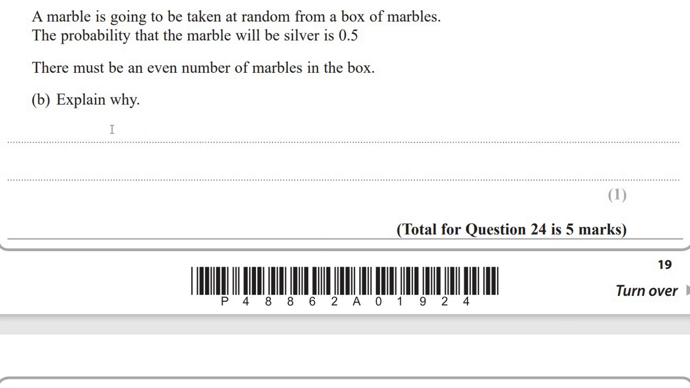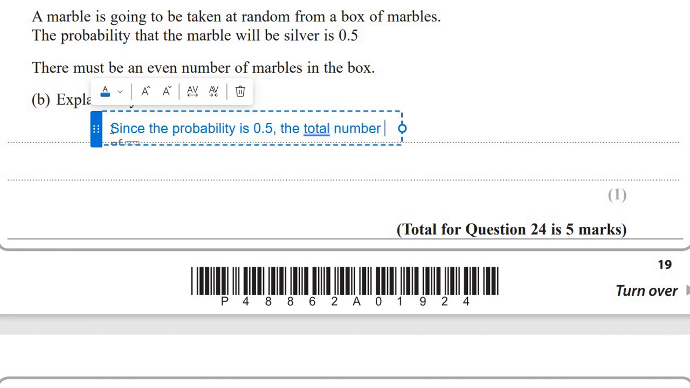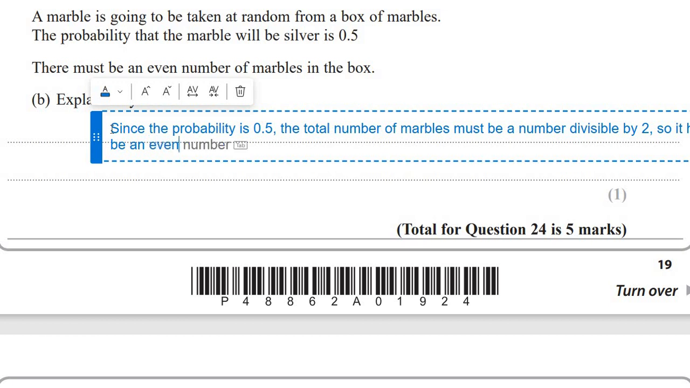So you can write that in your own words by saying that since the probability of silver is 0.5, the total number of marbles must be a number divisible by 2. So it has to be an even number.